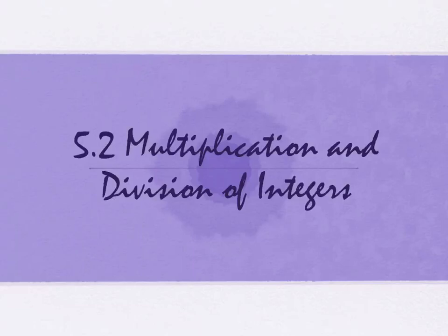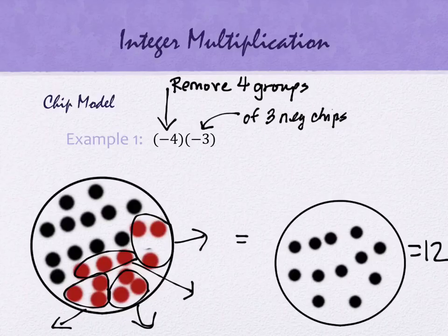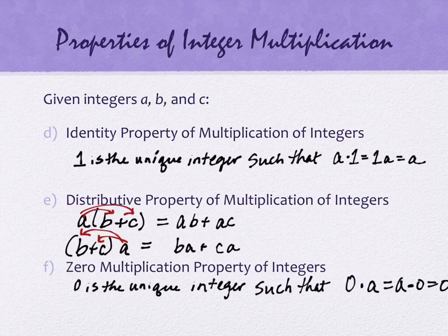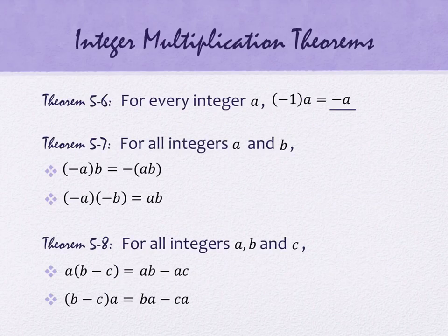Last time we started section 5.2, multiplication and division of integers, and today we're going to complete that section. When we left off last time, we had looked at the properties of integer multiplication, and we're going to add on a few more theorems regarding multiplication, and then we're going to eventually move into division here.